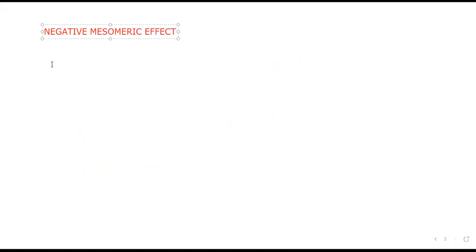Okay, this is about the negative mesomeric effect. In negative mesomeric effect, an atom or group withdraws the pi electrons towards itself. Then such type of effect is called as what effect? Negative mesomeric effect, which is represented as minus M effect.